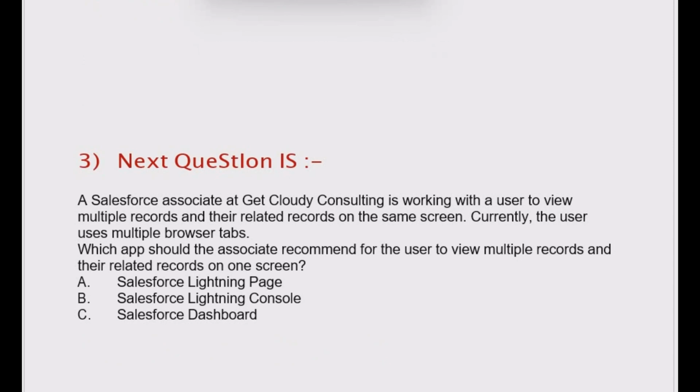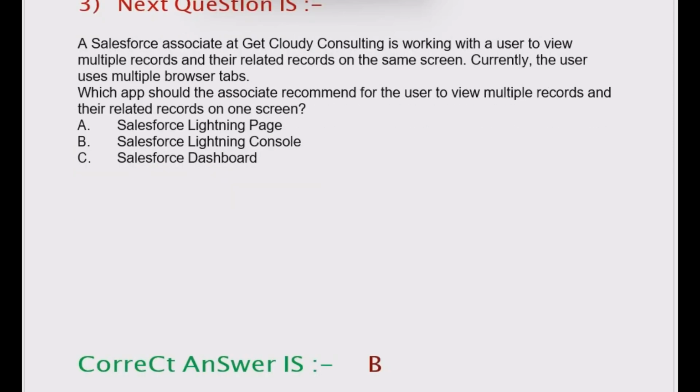Question is a Salesforce associate at Get Cloudy Consulting is working with a user to view multiple records and their related records on the same screen. Currently, the user uses multiple browser tabs. Which app should the associate recommend for the user to view multiple records and their related records on the screen? Option A Salesforce Lightning Page. Option B Salesforce Lightning Console. Option C Salesforce Dashboard. Correct answer is option B.